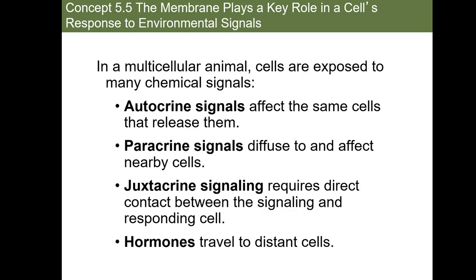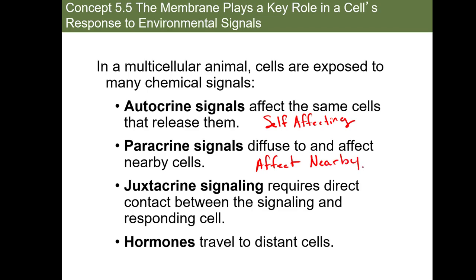Autocrine signals affect the same cells that release them. So these are self-affecting. Paracrine signals diffuse to and affect nearby cells. So they affect nearby cells.